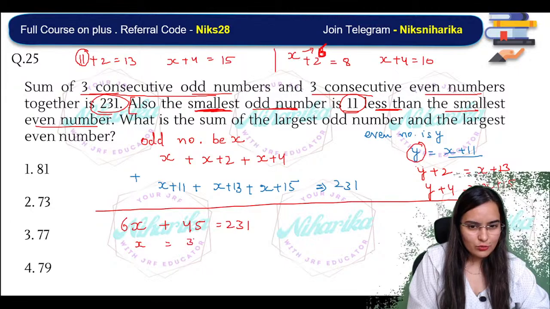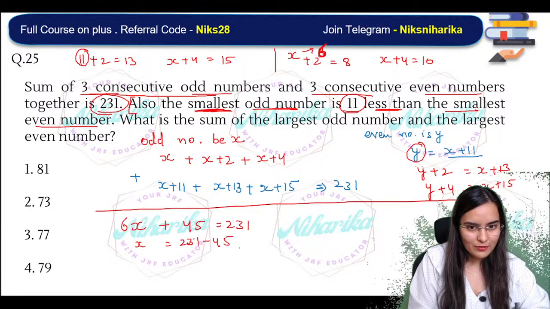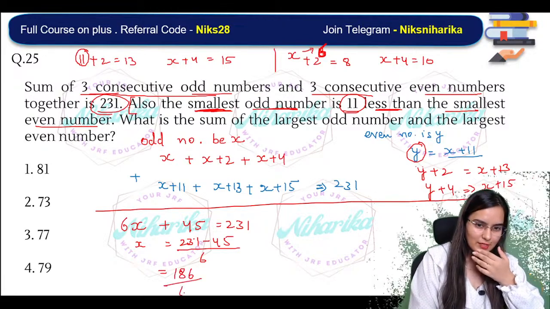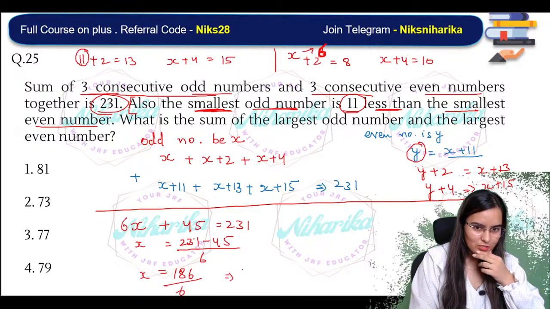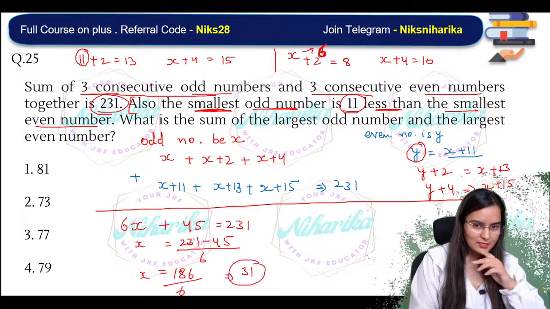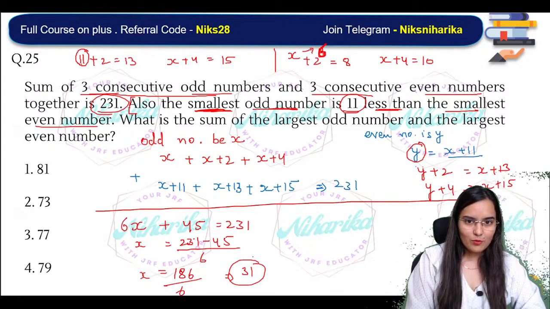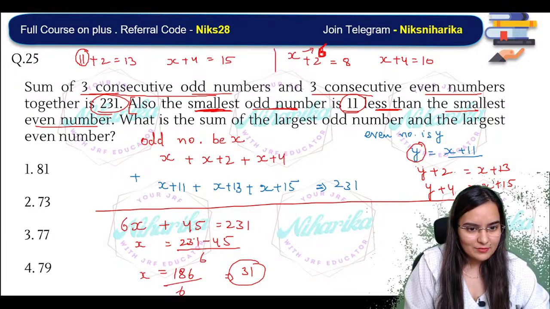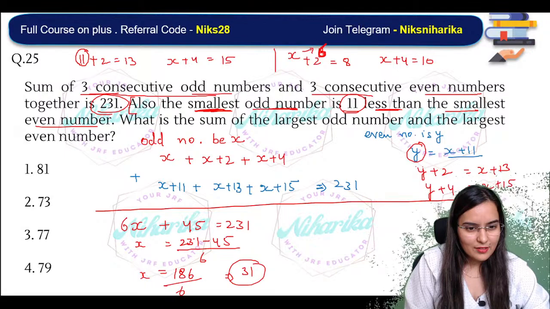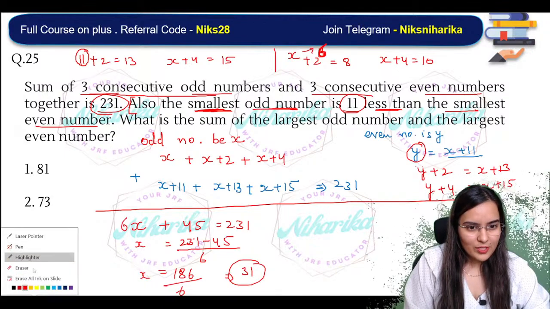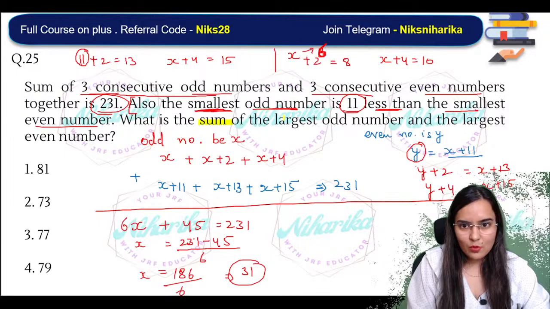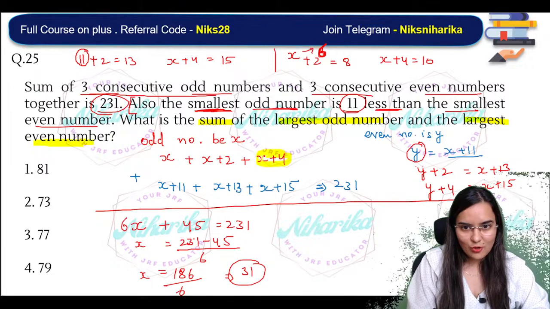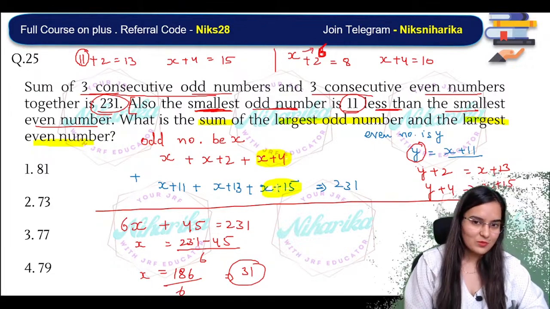X is equal to 231 minus 45 divided by 6, that will be equal to 186 divided by 6. So x is coming what? 31. X is 31. You've reached this. What is the question? The question is, what is the sum of the largest odd number and the largest even number? Please tell me what is the largest odd number and what is the largest even number.